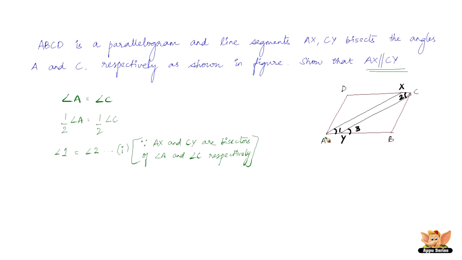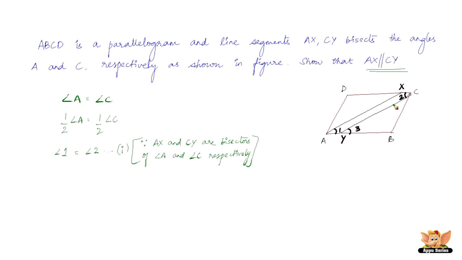Now, we have that AB is parallel to DC. And therefore, there is this transversal CY. Any line intersecting two lines that are parallel to each other is a transversal. So therefore, we have CY and AX also as transversals. But here, we just need to consider CY being the transversal.